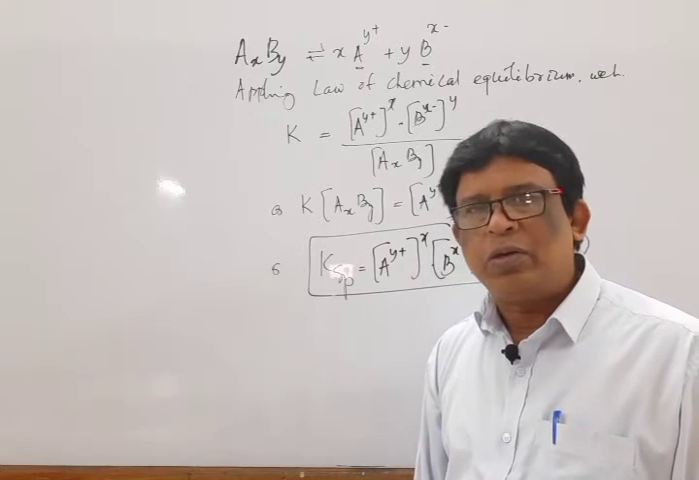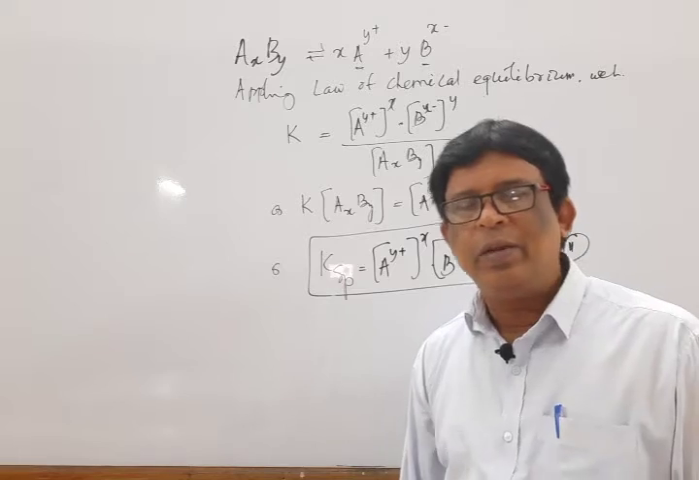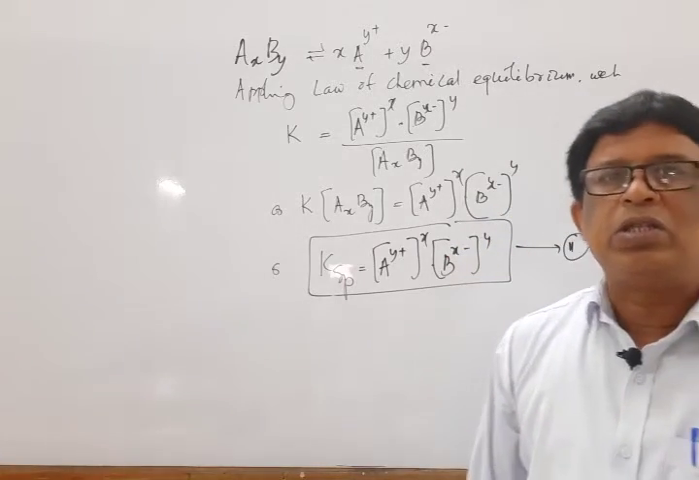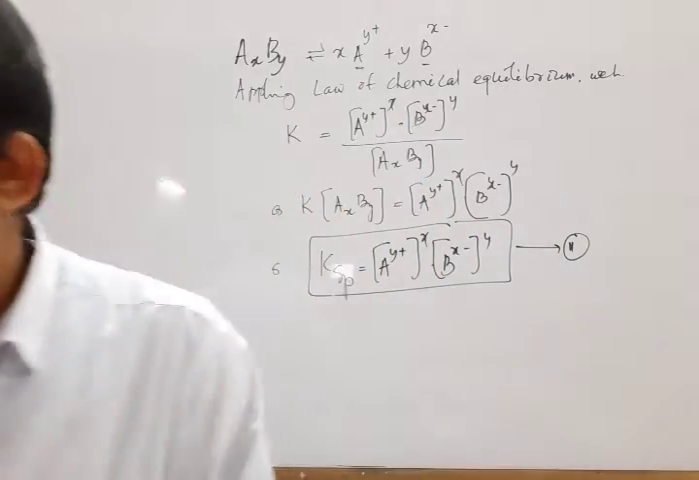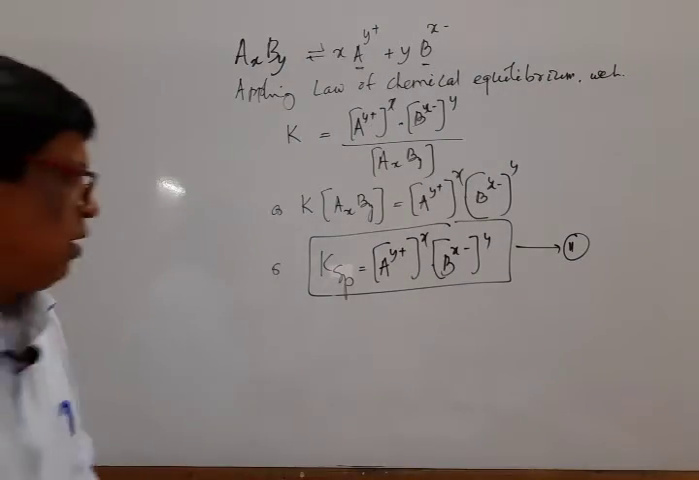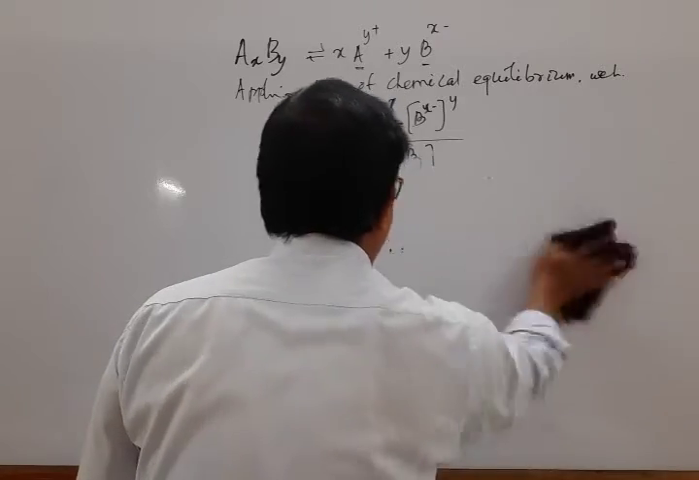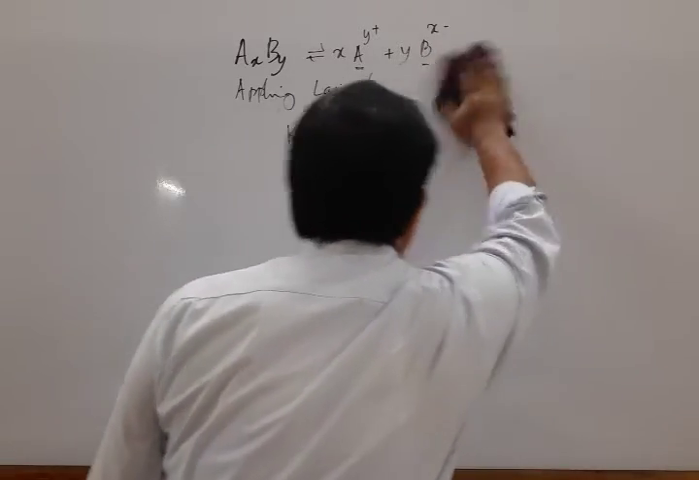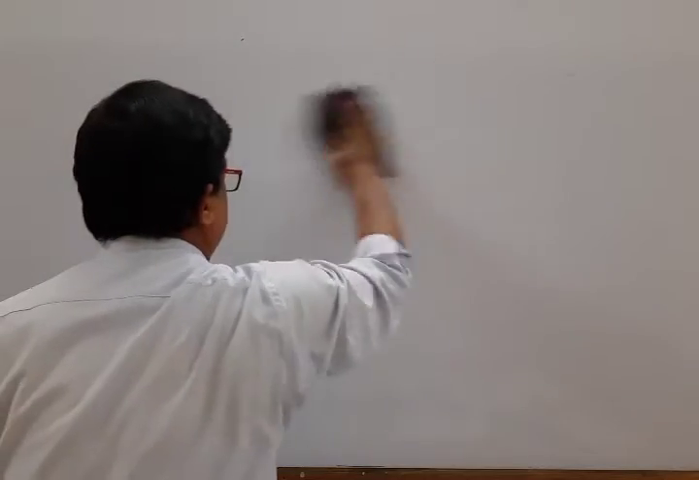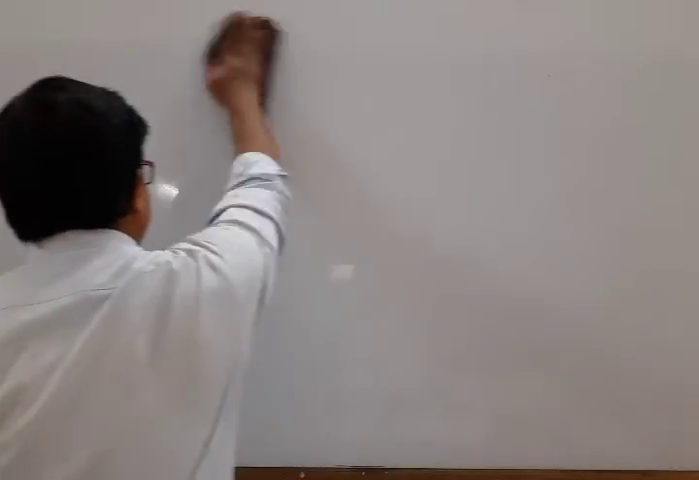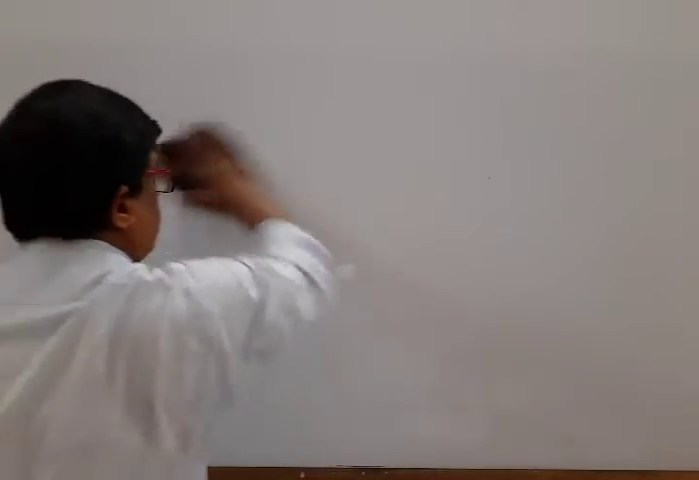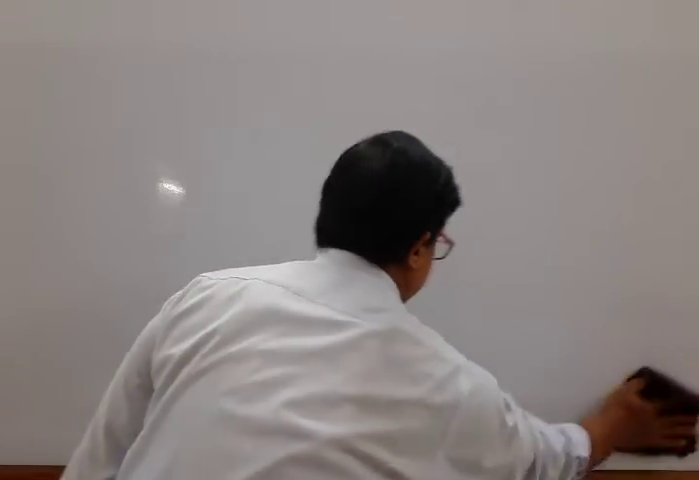Then switch over to the applications. That means the relationship between solubility and solubility product. Next we switch over to the relationship between solubility and solubility product. Then another application is to predict whether the solution will precipitate or not. We discuss one by one. First, application 1: the relationship between solubility and solubility product.